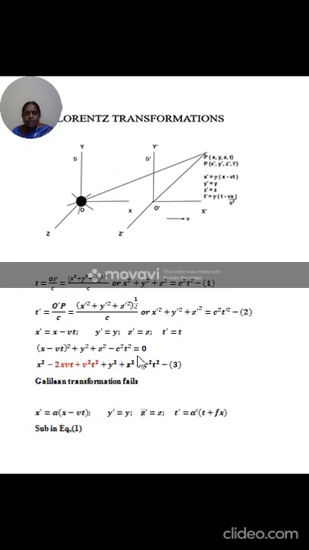So when we expand this, we get x squared minus 2x vt plus v squared t squared plus y squared plus z squared equal to c squared t squared. When we compare these two equations, 3 and 1, these two are not equal. We get two extra terms, which are minus 2x vt plus v squared t squared. Thus, the Galilean transformation fails.